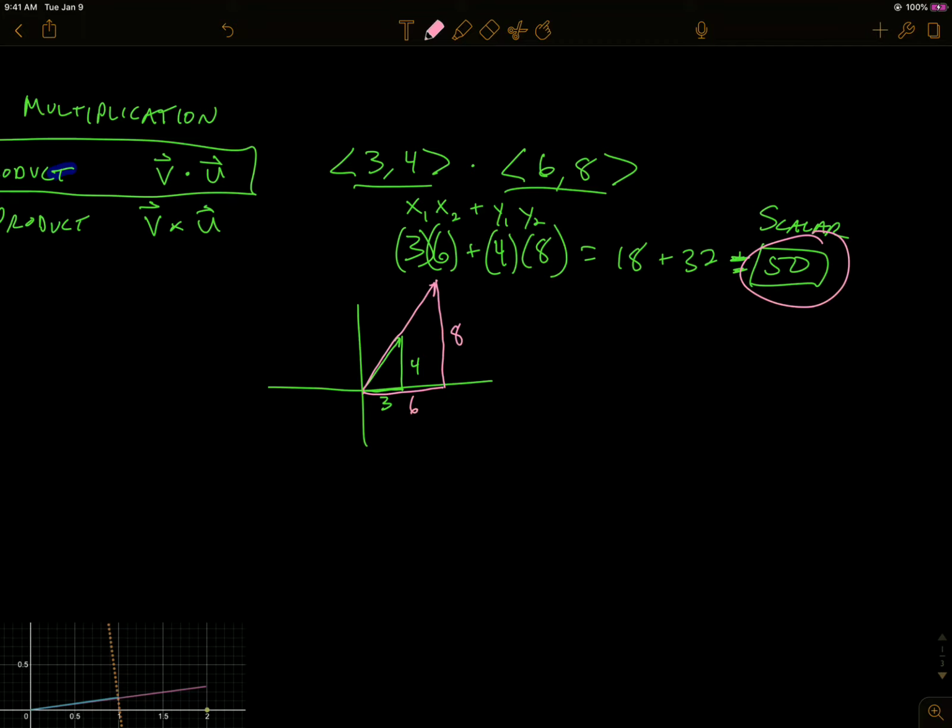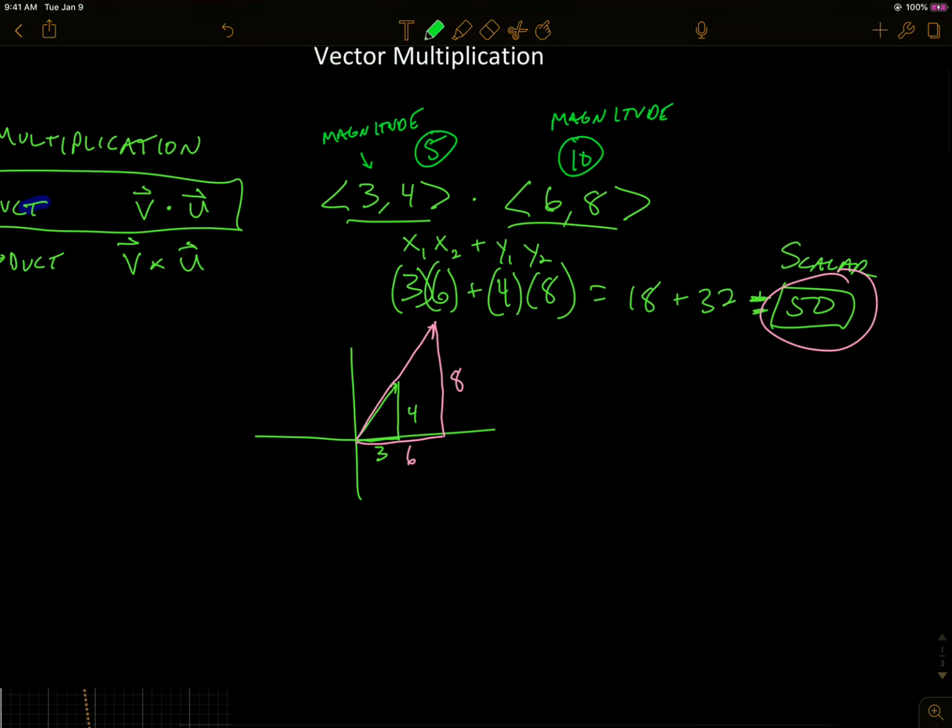So let's go back and look at what might be happening here. What's the magnitude of this vector? Well, I can do the Pythagorean theorem with 3 and 4, or you could recognize it as a triple. That magnitude would be 5. The magnitude of this 6, 8, if we did the Pythagorean theorem on that, we would get 10. So remember, we're doing multiplication here, so it looks like if we just multiply the magnitudes of these, we get the product 50. And that's the case because these vectors are going in the same direction.